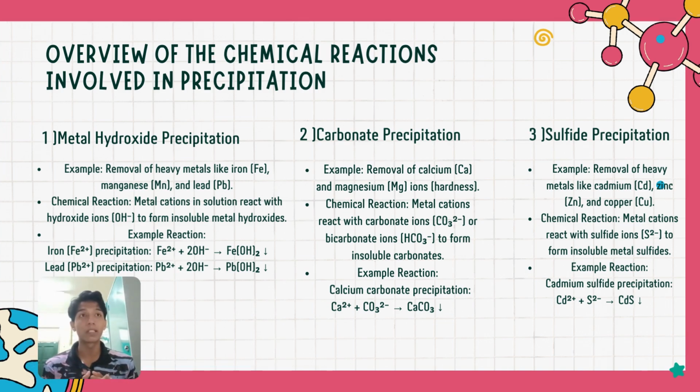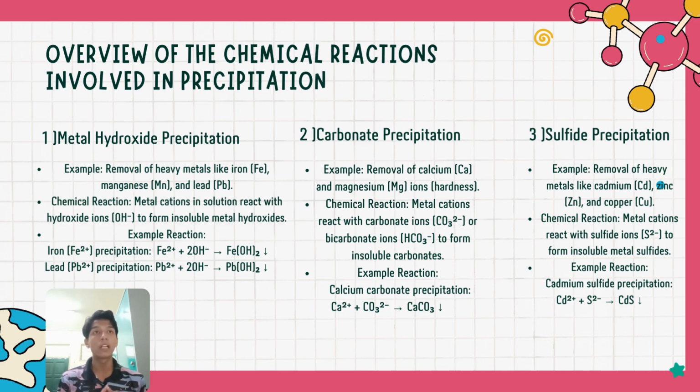Next, we have carbonate precipitation, which is often used to remove calcium and magnesium ions that contribute to water hardness. In this process, the ions react with carbonate ions or bicarbonate ions to form insoluble carbonate. For example, Ca2+ with carbonate ion, you get calcium carbonate.